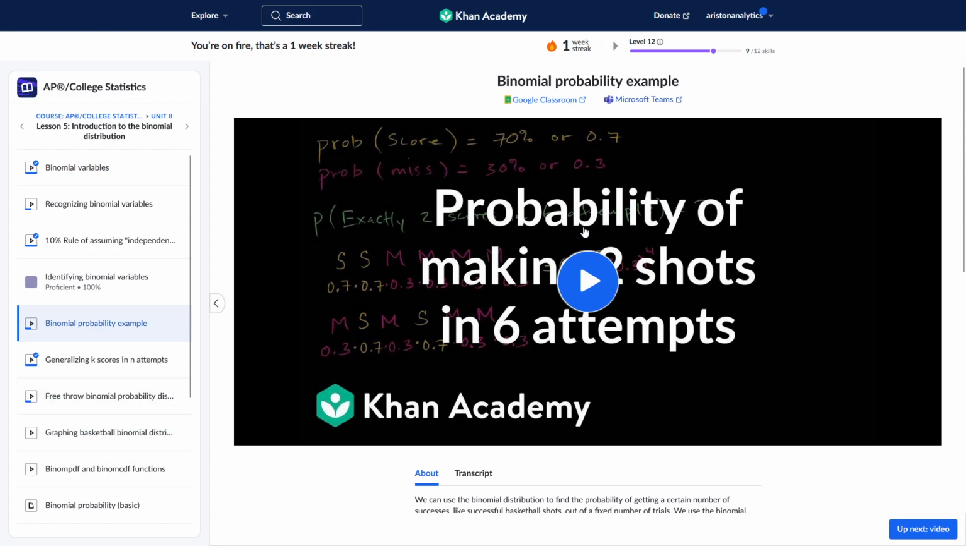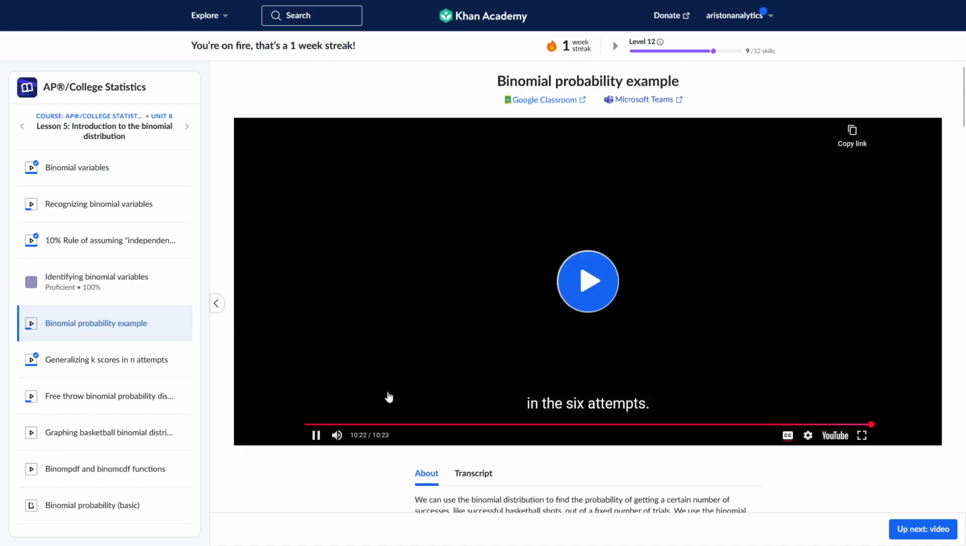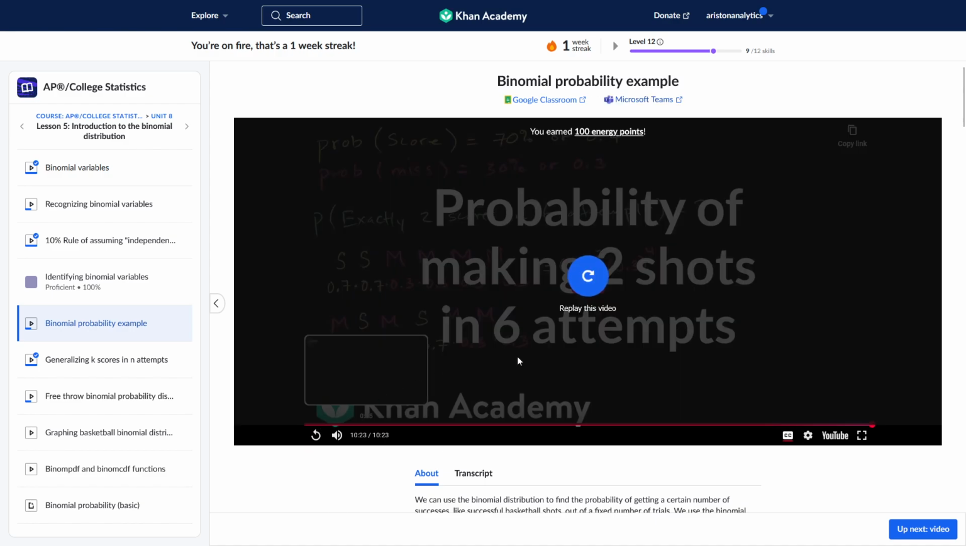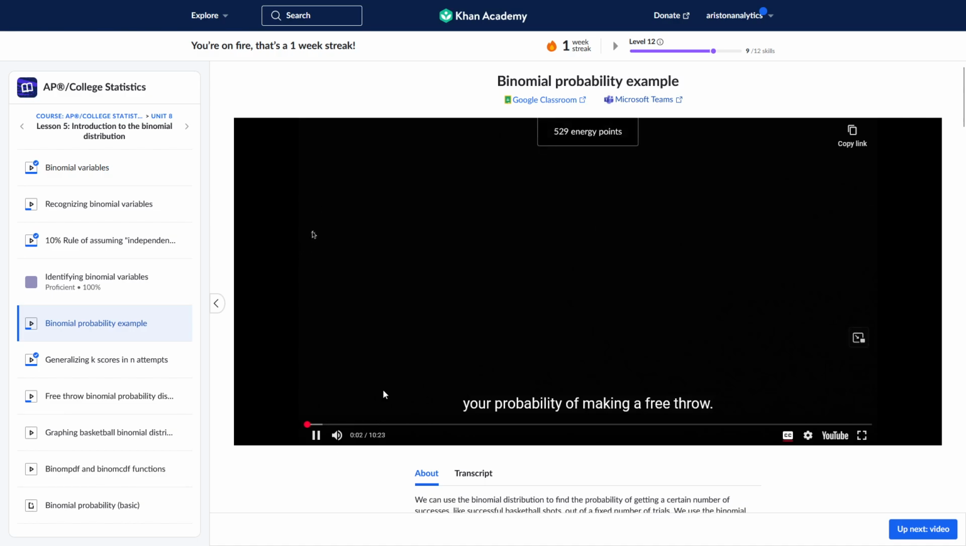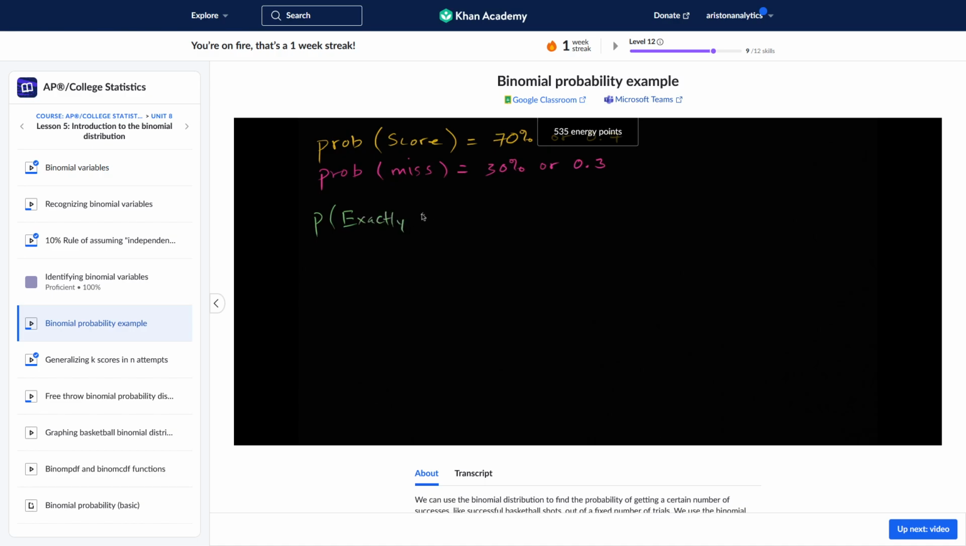We've watched a couple of videos here, but I guess it won't hurt to watch them again, at least quickly go through them. Let's say that you know the probability of making a free throw. You know that the probability of missing a free throw is a given percent. What we're curious about is the probability of exactly two scores.